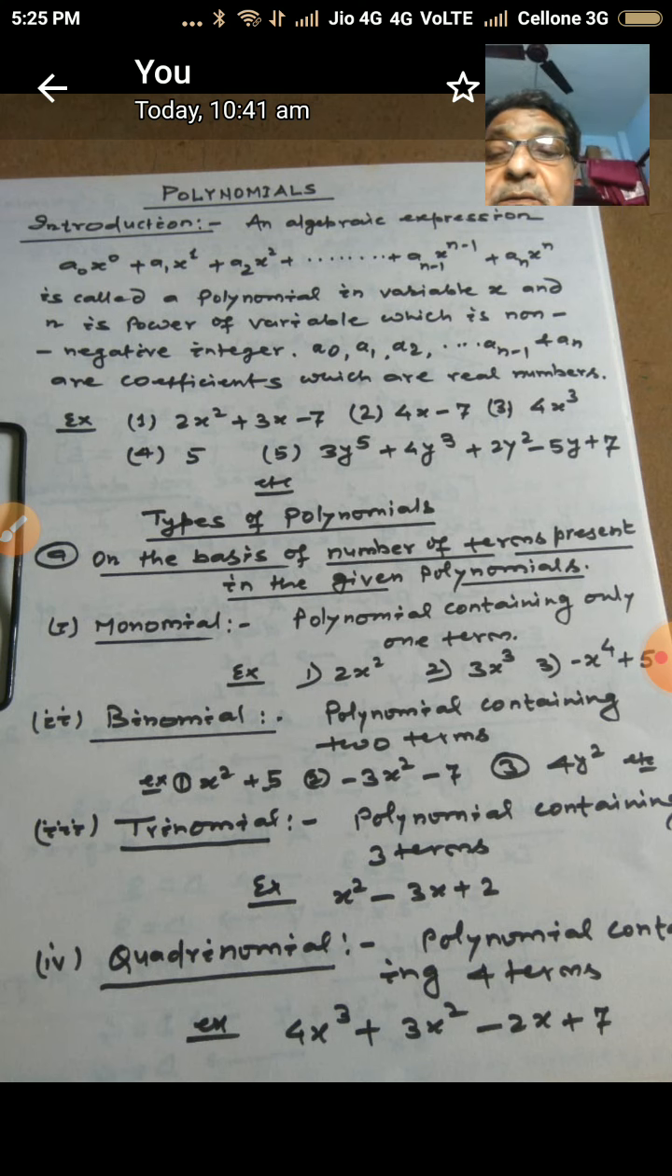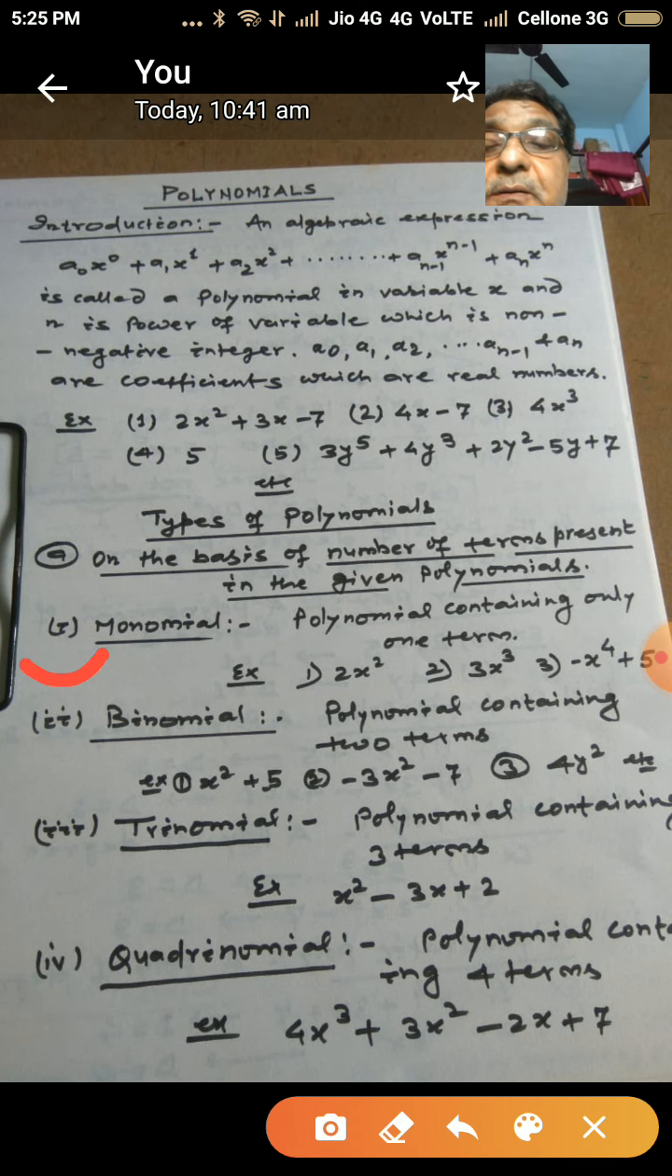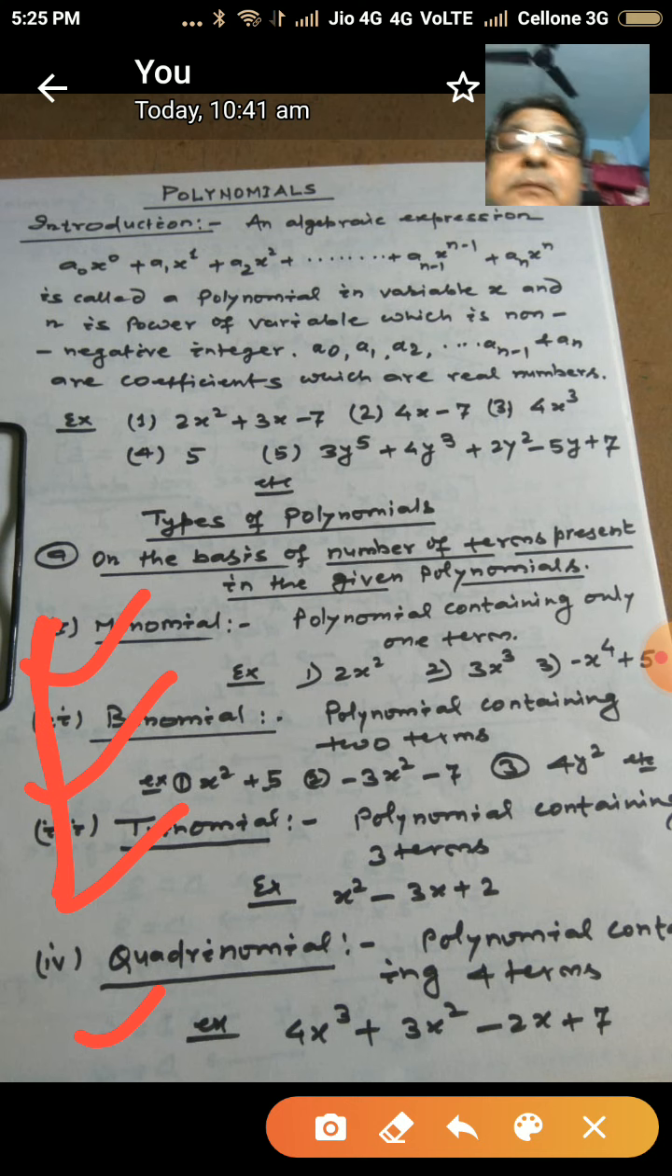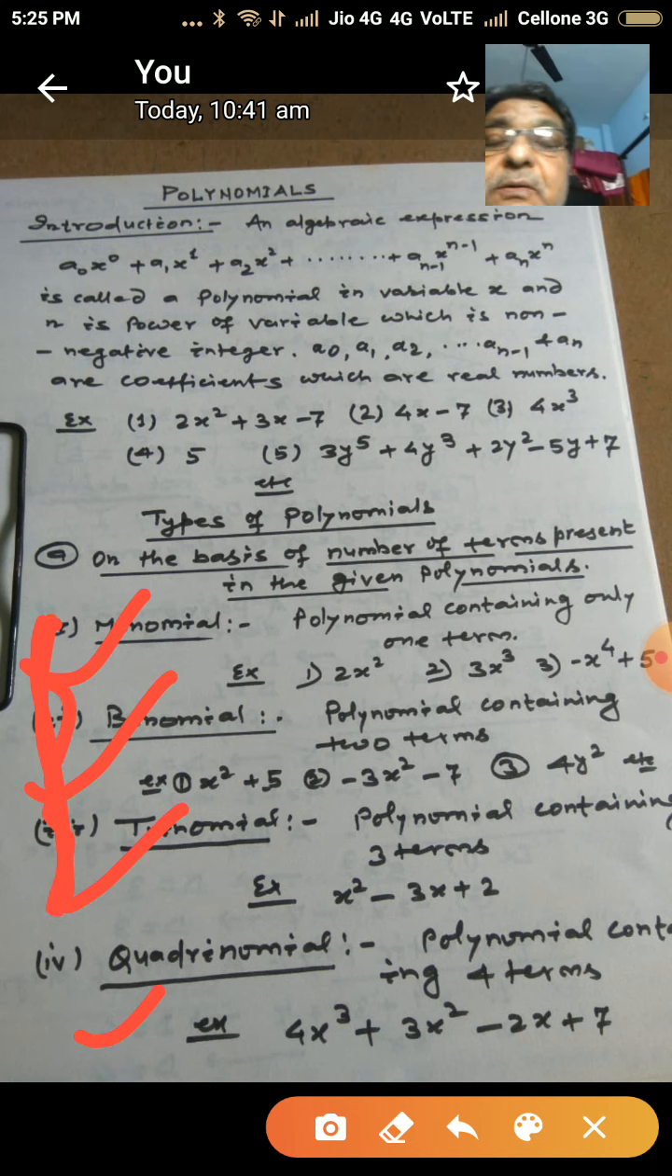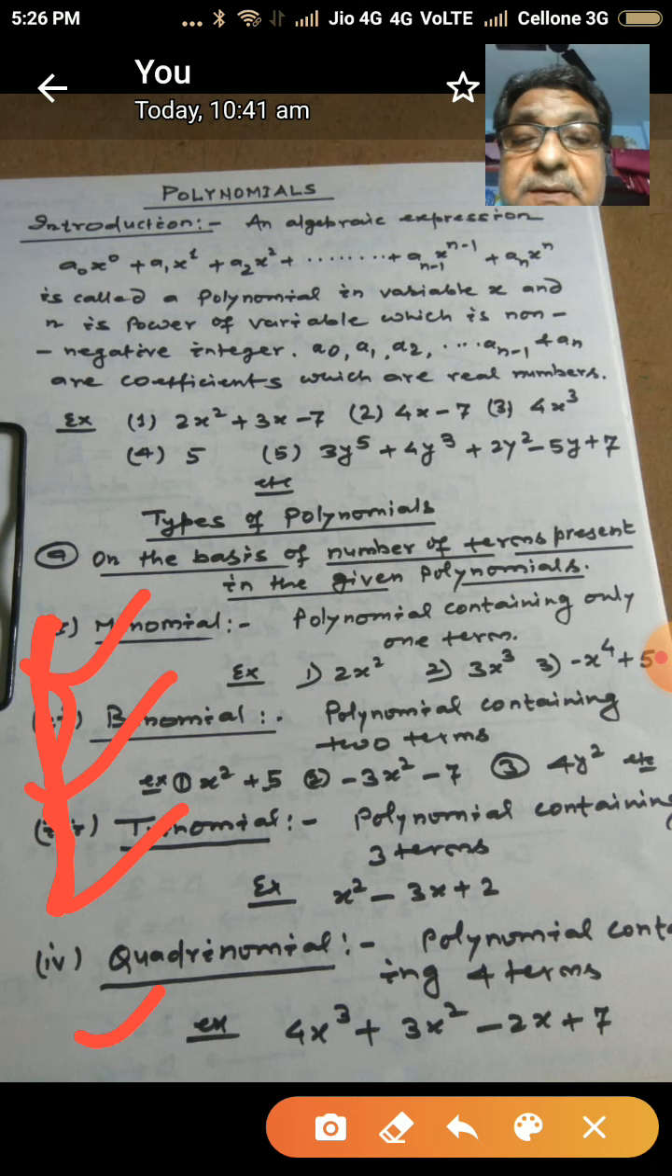On that basis, the polynomials are monomial, binomial, trinomial and quadrinomial. Although the first three are given generally, and quadrinomial you will see somewhere in one or two books, since it is not very common. So the classification into three categories, that is monomial, binomial, trinomial, is very common on the basis of number of terms present.